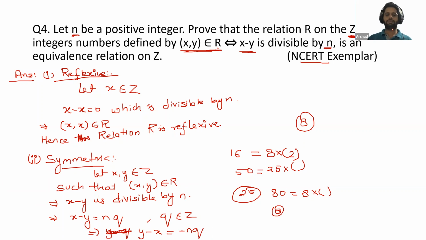Okay, x minus y is equal to nq, then we can say y minus x is equal to minus nq, which is also divisible by n. This number, minus nq, is also divisible by n. So that's why we can say this implies that y minus x belongs to the relation R.